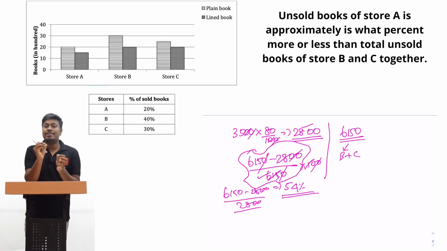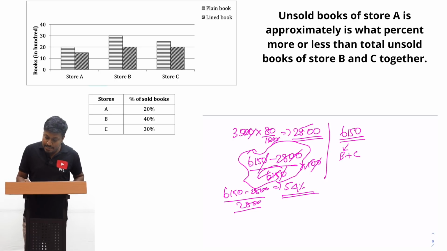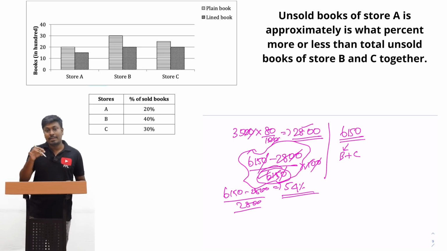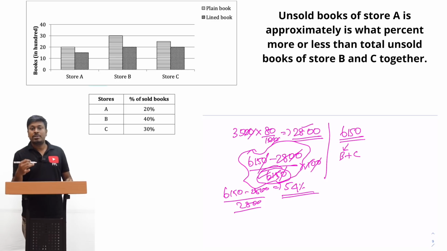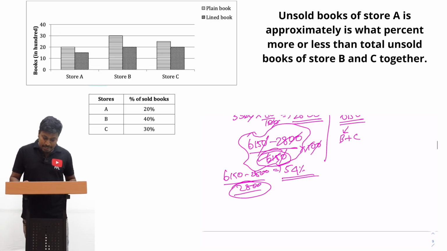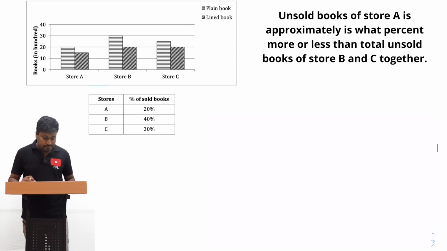Always remember what you are going to compare. So that comparison value should be written in the denominator. So you can see that 6150 is the comparison value. That's the reason I have written it in the denominator. Most of the students will write 2800 in the denominator. Don't do that, it is wrong actually. Got it? So this will be the answer for the fourth question.